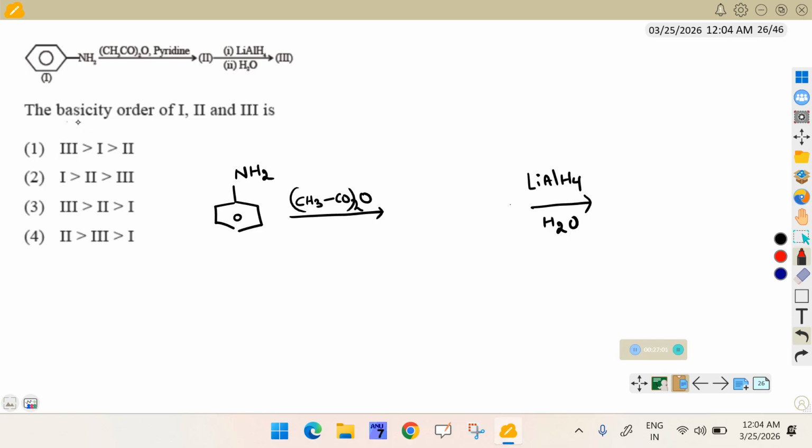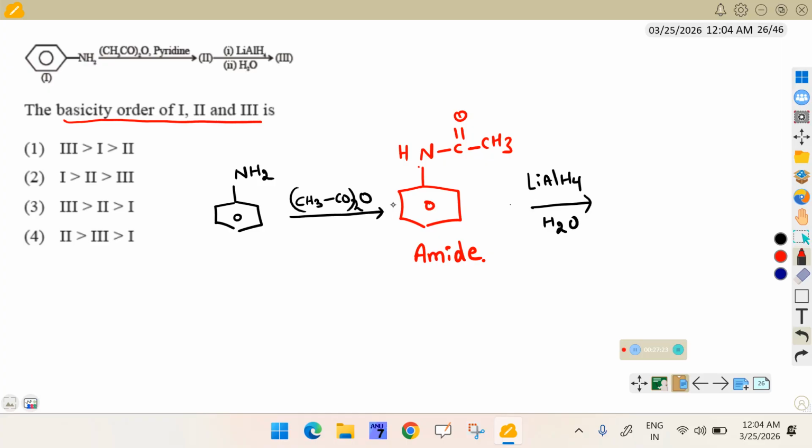The basicity order of 1, 2, 3. Aniline reacts with acid anhydride, then it gives acetanilide, NHCOCH3. This is in the form of RCONH2, an amide. Now acetanilide reacts with LiAlH4. Reduction takes place. The carbonyl group undergoes reduction, then it gives NHCH2CH3.